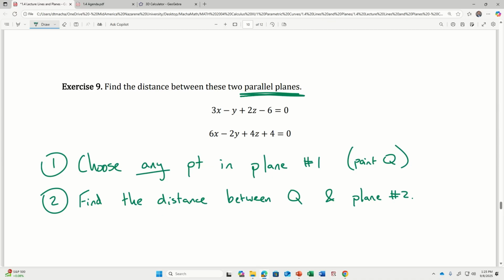Parallel planes, by the way, always have exactly the same shortest distance between them, right? They never get any farther apart, they never get any closer together. And so you don't have to worry about choosing a specific point. You can choose any point. That means you pick an arbitrary x and y, and then you calculate the z using the first plane equation. And then we've already done this. We've already found the distance between a point and a plane. And so you follow the same procedure after that.